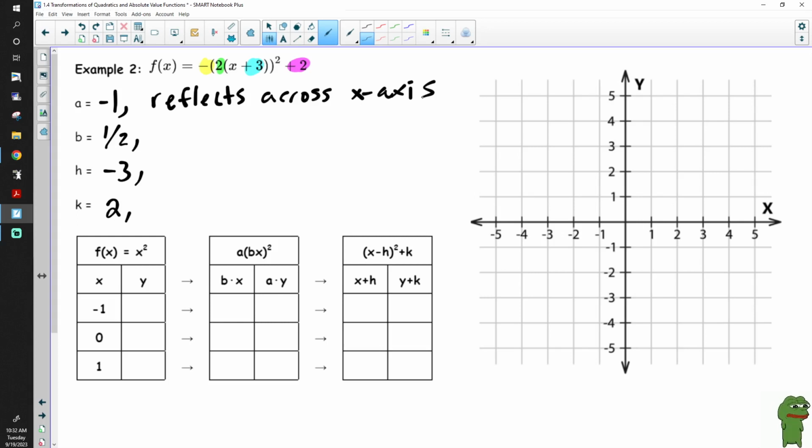Now what's our b value going to do? Horizontal compression. Can everyone see in your table why a 1/2 b value is a horizontal compression?